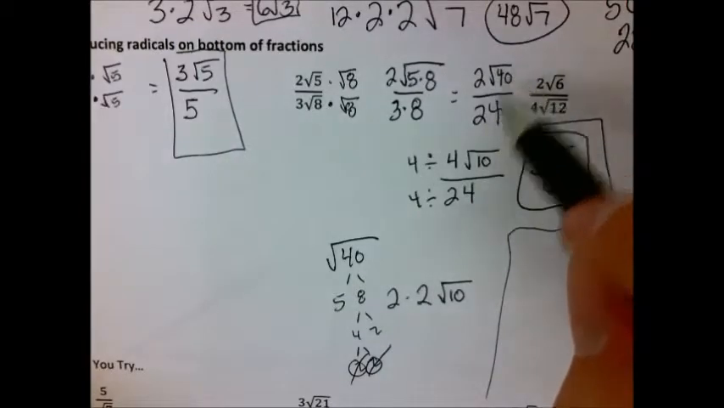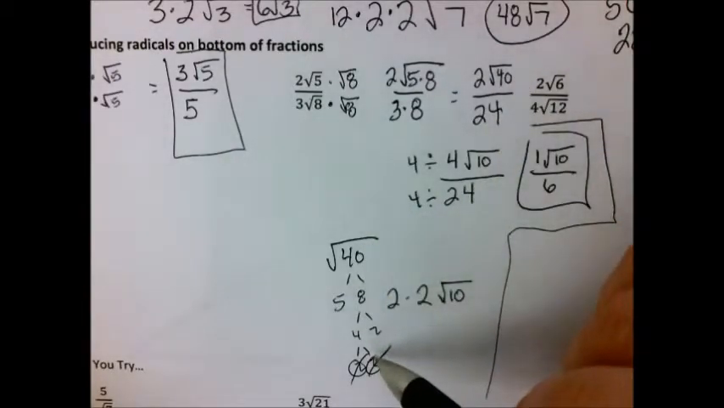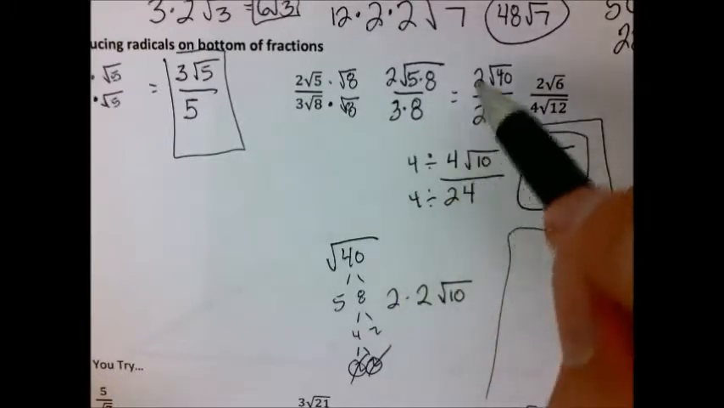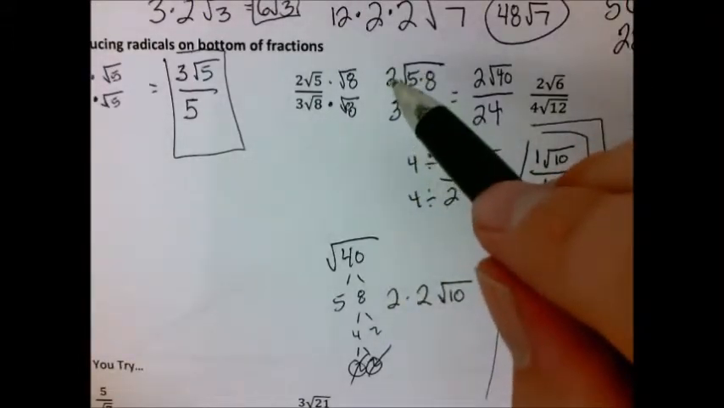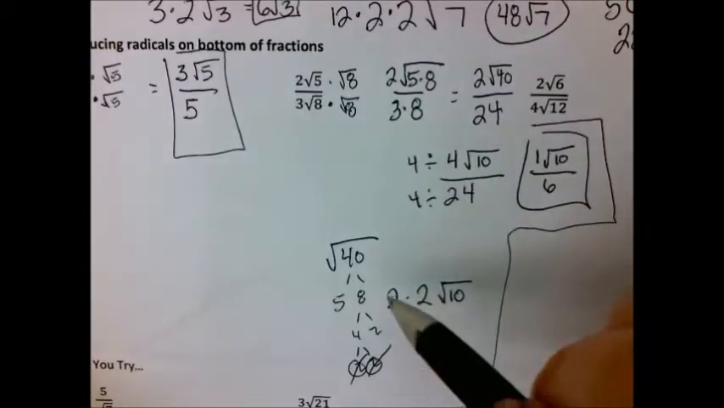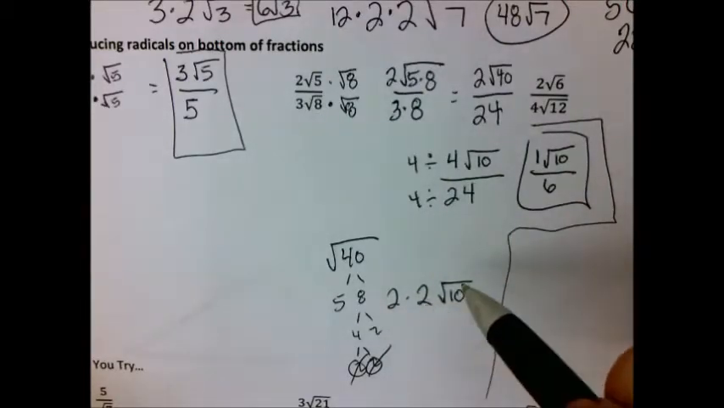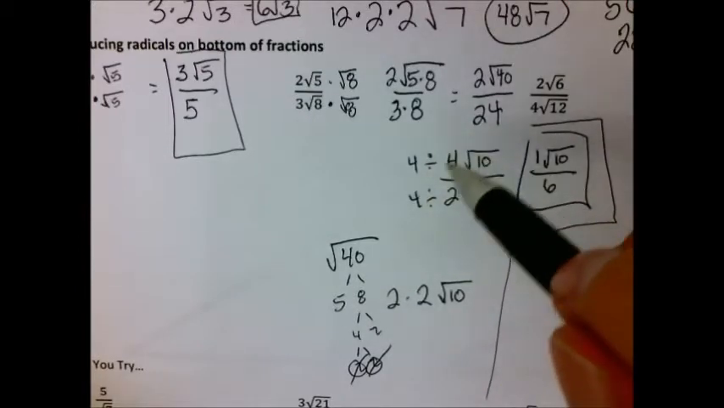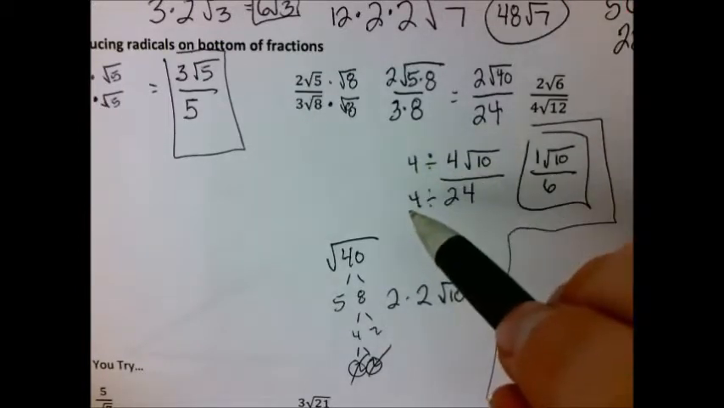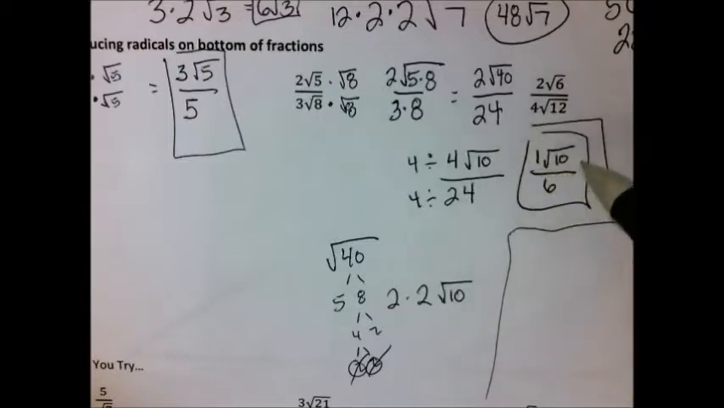Then we had to break down 40. That's what we did down here. When we broke it down, using the 2 in front, we broke it down into bringing out a 2, but we also had to multiply by the 2 in front of the radical to start with. So 2 times 2 equals 4, square root of 10. That's where we got here. Finally, we had to reduce the whole fraction, divide the top and bottom by 4. We get 1 square root 10 over 6.